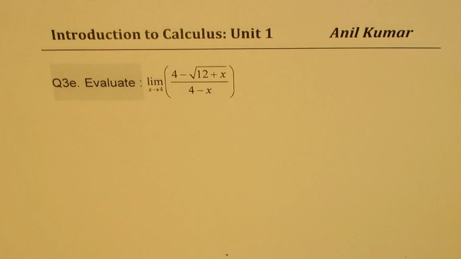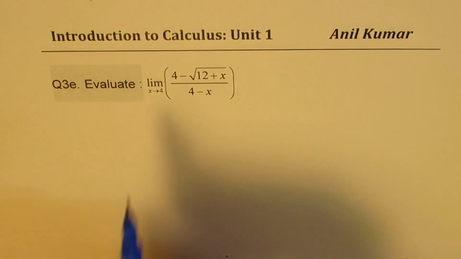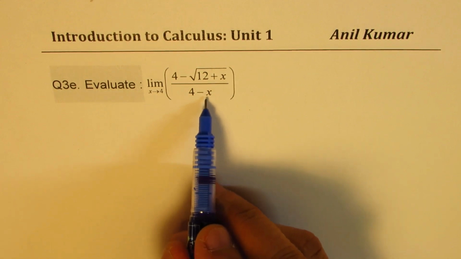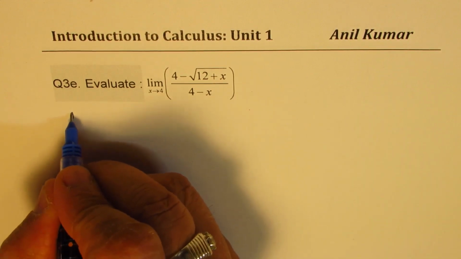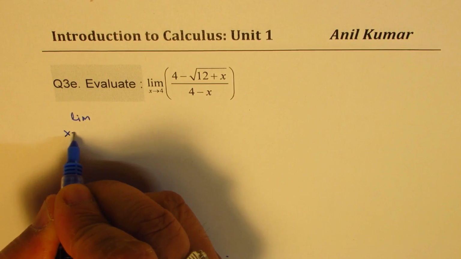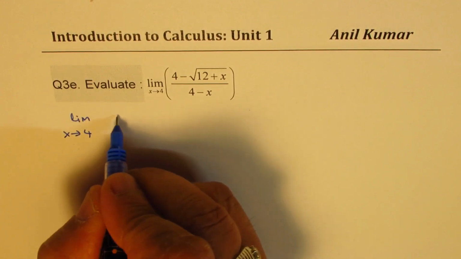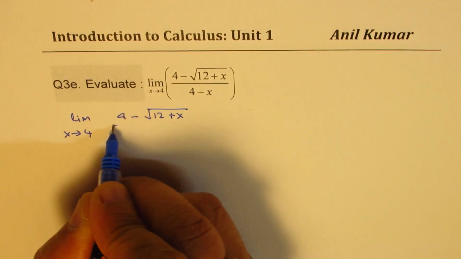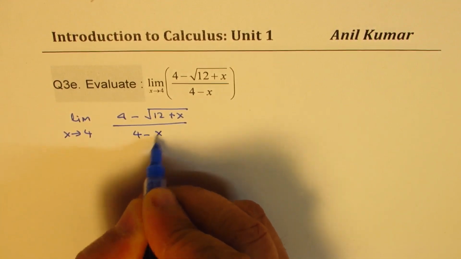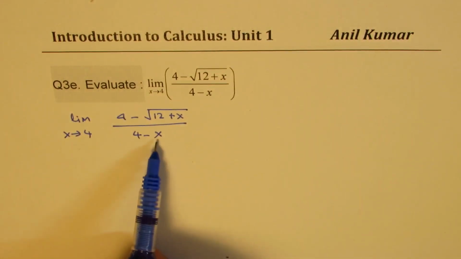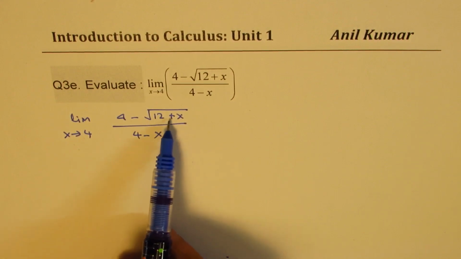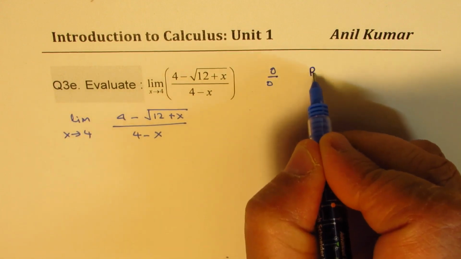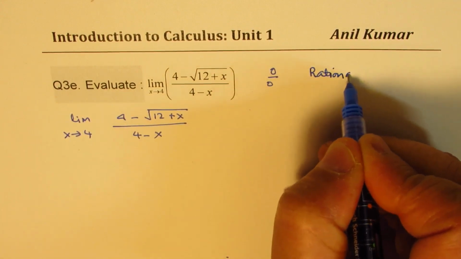Part E. Evaluate the limit as x approaches 4 of (4 minus square root of 12 plus x) over (4 minus x). So again, if I substitute 4 here, this is 16, the square root is 4, and we get 0 over 0. So in this particular case, we'll do rationalization.